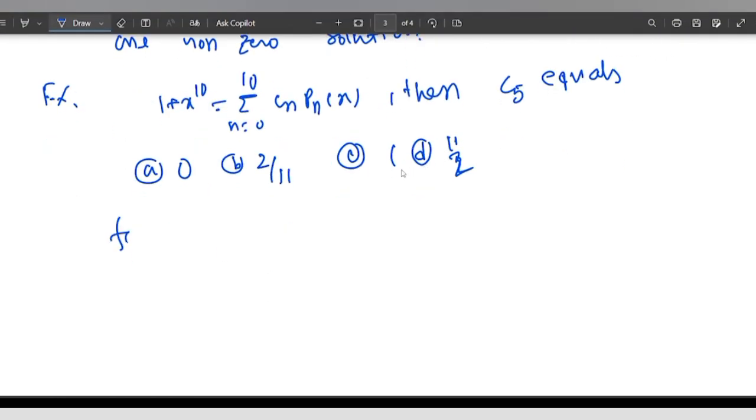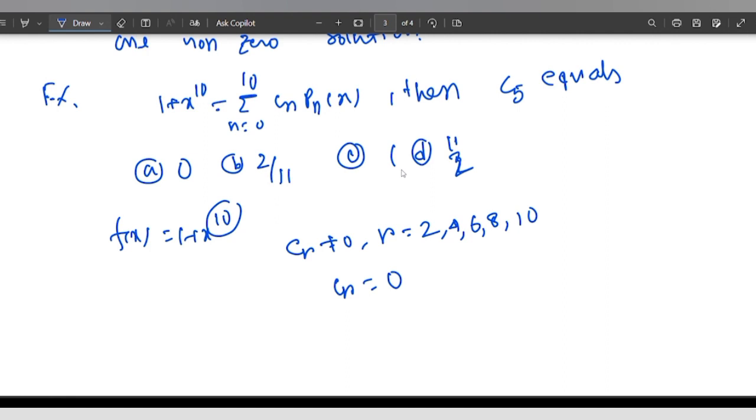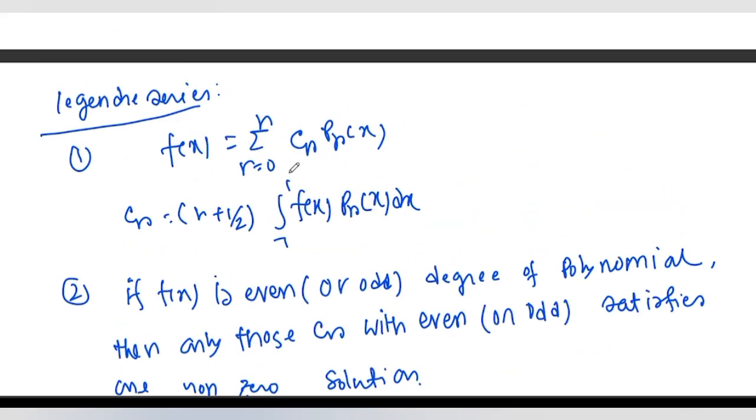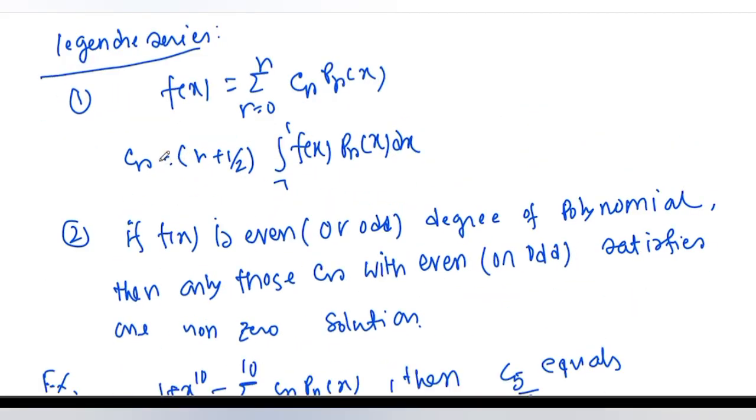If we write f of x equal to 1 plus x to the power 10, where 10 is the even degree of the polynomial, so c r is non-zero only when r equals 2, 4, 6, 8, 10. Otherwise c r equals 0. Here c5, since 5 is an odd number, equals 0. So option A is the right answer. Okay, this is the example of f of x.